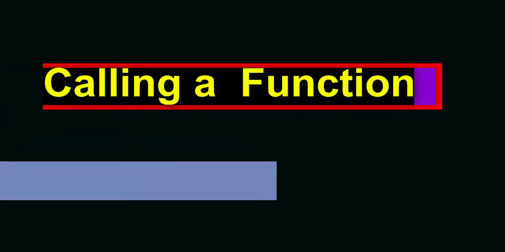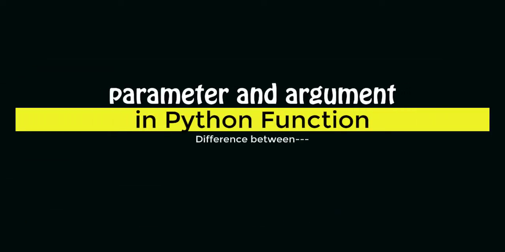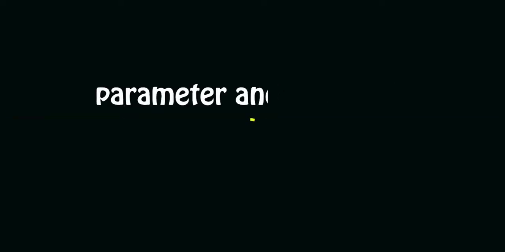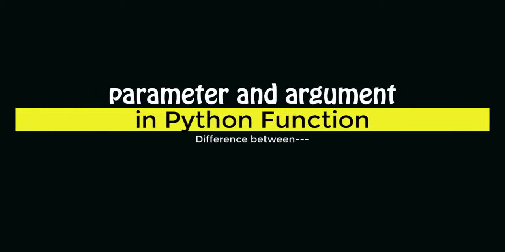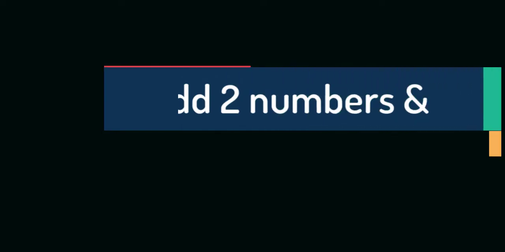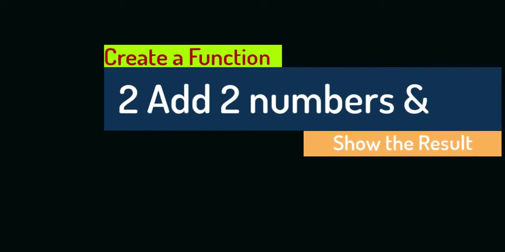And also, we are going to talk about how we can pass a parameter inside a function definition. Not only this, we are going to briefly explain the difference between parameters and arguments. And finally, we are going to create a function that adds two numbers and shows the result on the screen. So let's get into it.